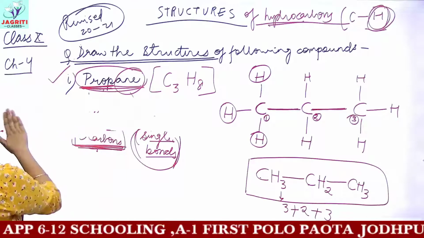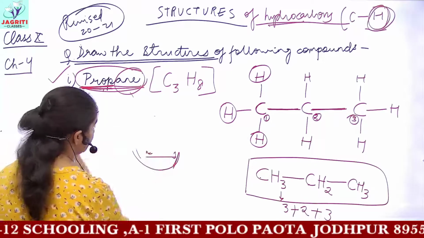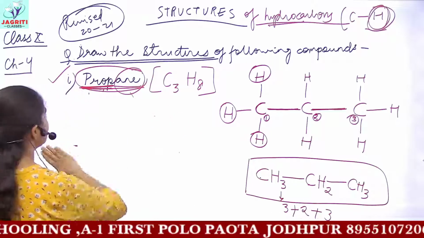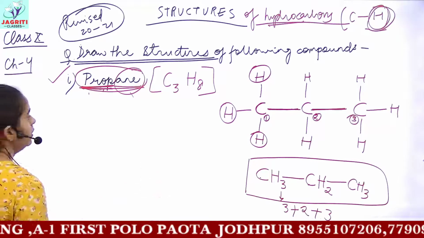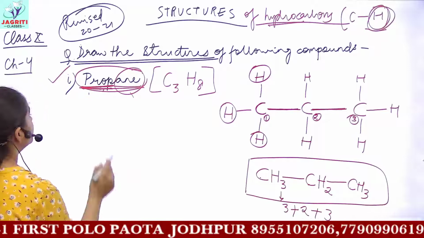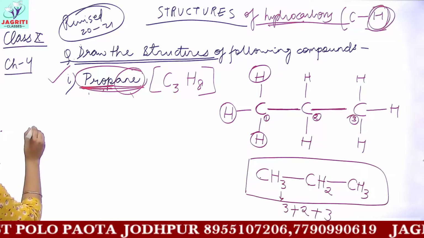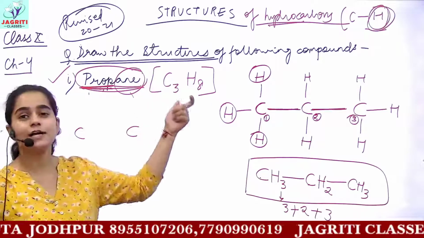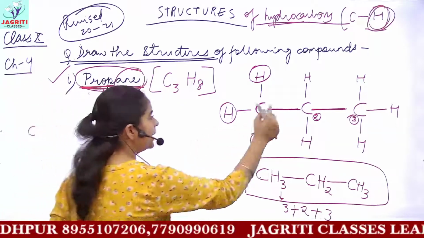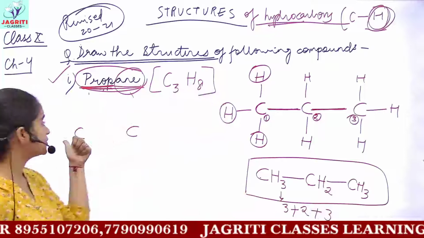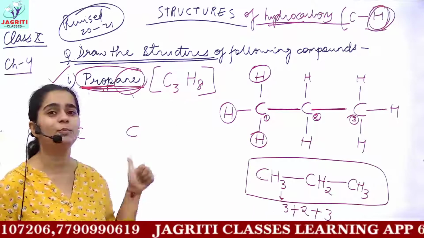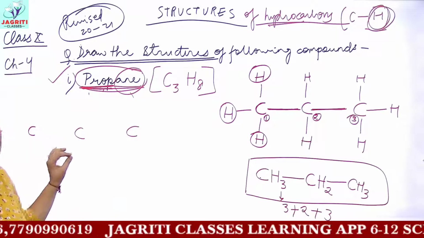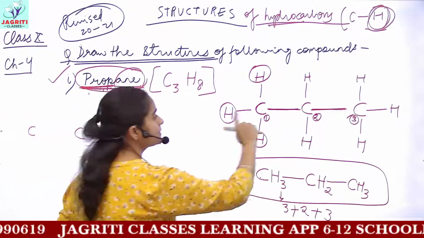How can you draw the electron dot structure? If you are asked to draw the electron dot structure, the simple way is this: you are given propane, so make 3 carbons and the hydrogens. If you are asked for the electron dot structure, first make this structure and then go to your electron dot structure, because this method would be easier.